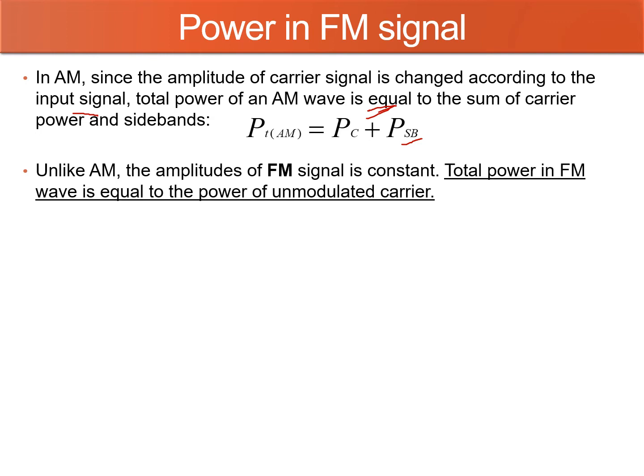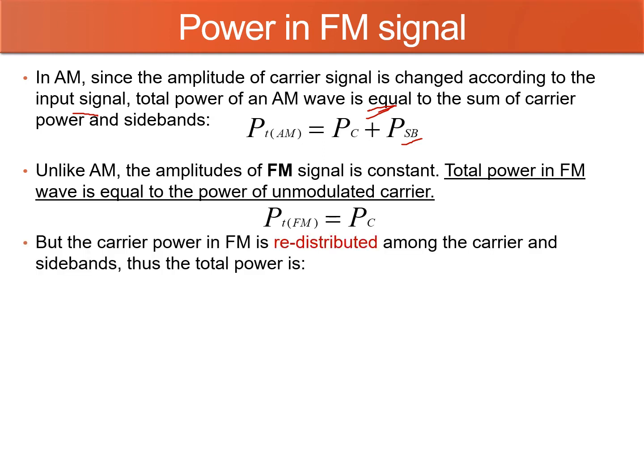Unlike AM, the amplitude of an FM signal is constant, so the total power in an FM wave is equal to the power of the unmodulated carrier. So the equation is PT, the total power of FM, is equal to the power of the unmodulated carrier. But the carrier power in FM is redistributed among the carrier and the sidebands.